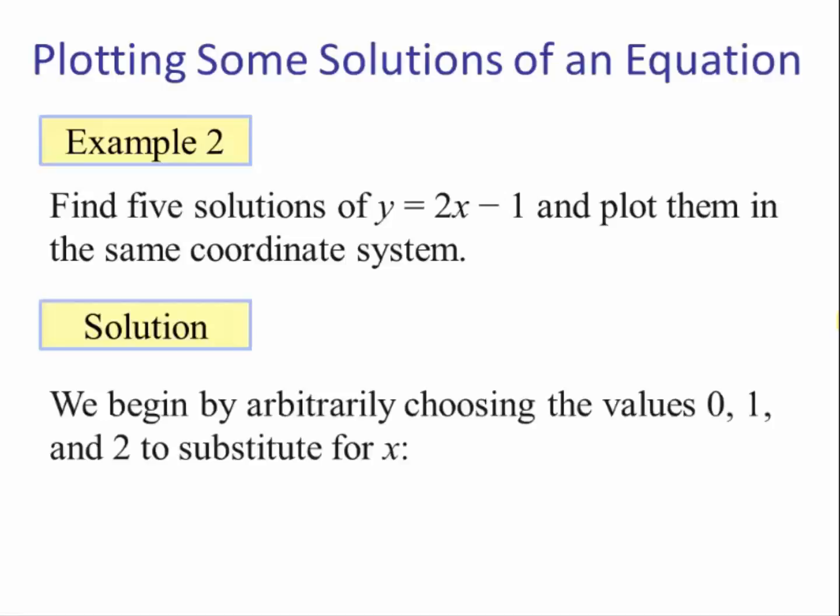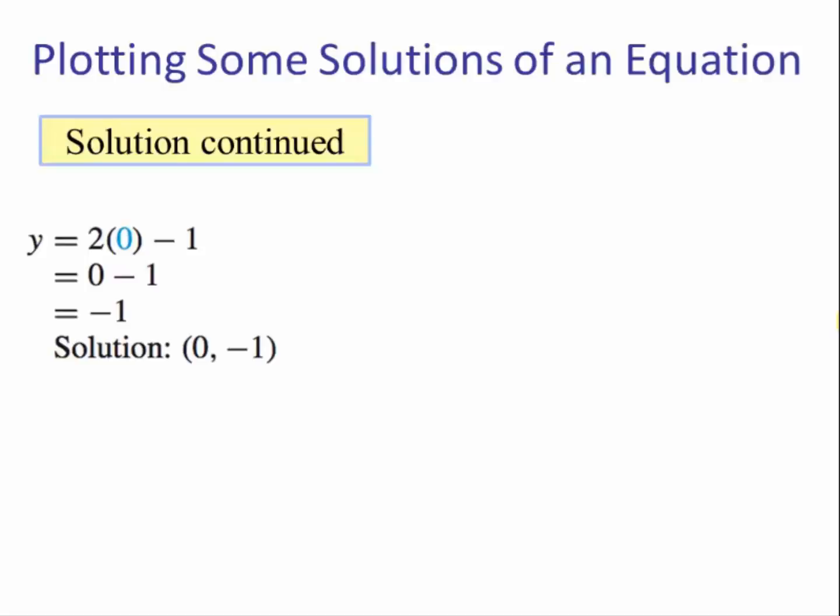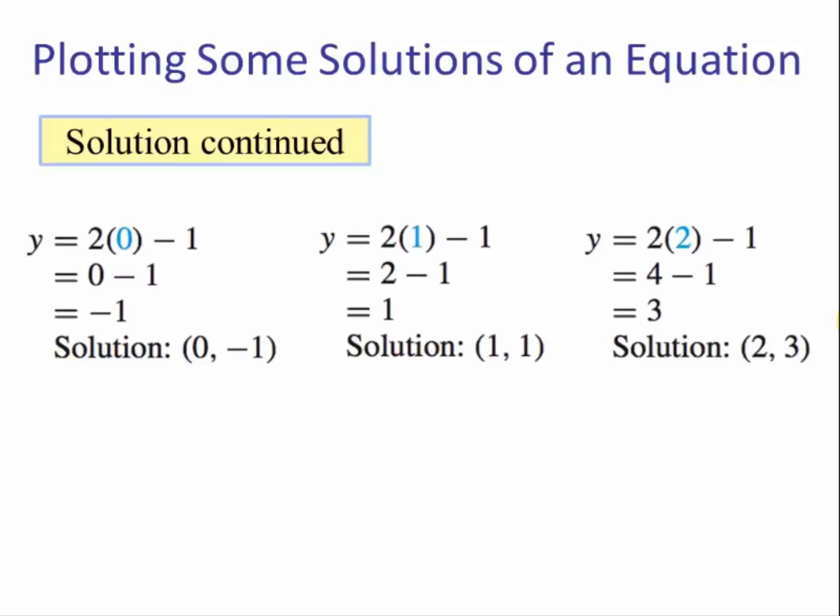So we begin by choosing values. 0, 1, and 2 would be good ones to choose, and we're going to substitute those in for x. So when we do 2 times the x we pick, 0, minus 1, we end up with negative 1. So the solution would be (0, negative 1). If we do that for 1, we get (1, 1). And if we do that for 2, we get a solution of (2, 3). So here we have 3 solutions to the equation y equals 2x minus 1.